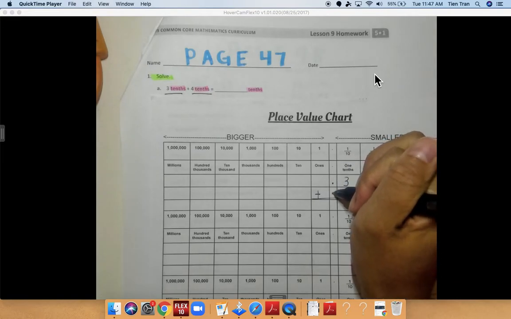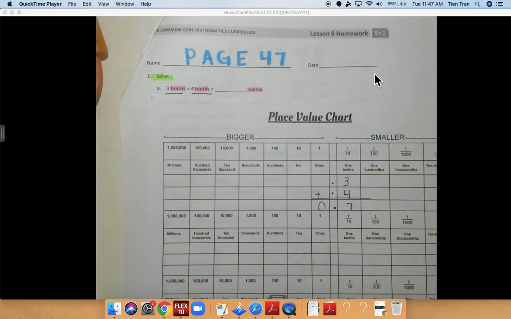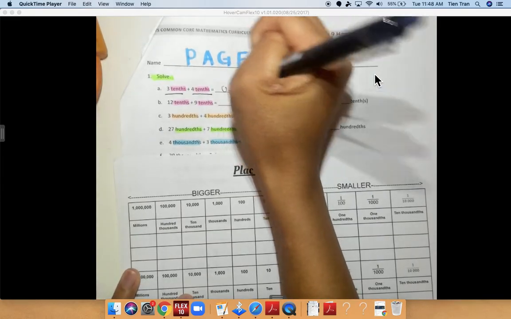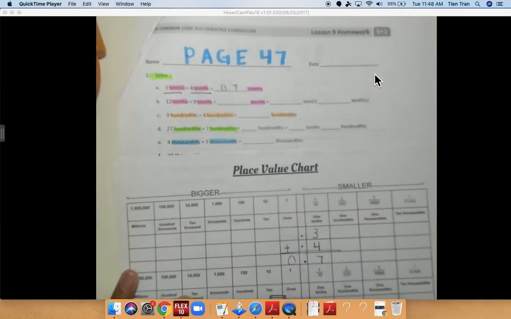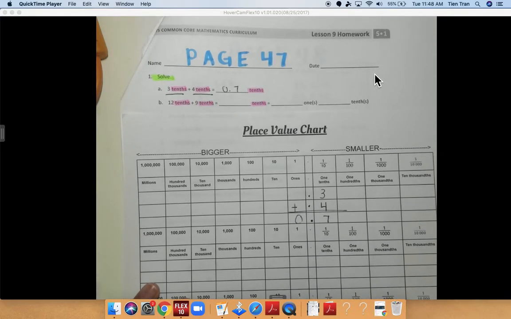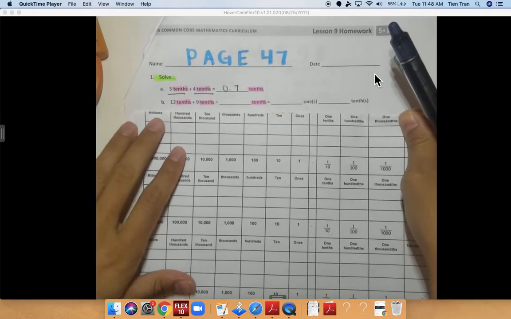Don't forget to bring down your decimals. 3 plus 4 is equal to 7. Bring down my decimal. So I have 0.7. So what I'm going to write is 0.7 tenths. Okay. Now, the next one, they asked me to write down 12/10 plus 9/10. So that's what I'm going to do. I'm going to add those two numbers together.